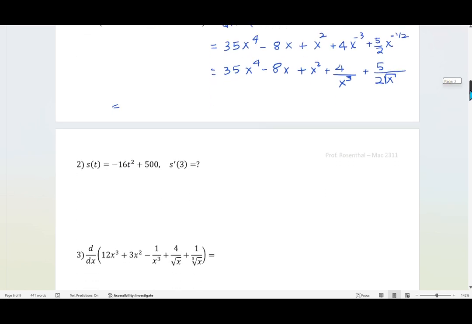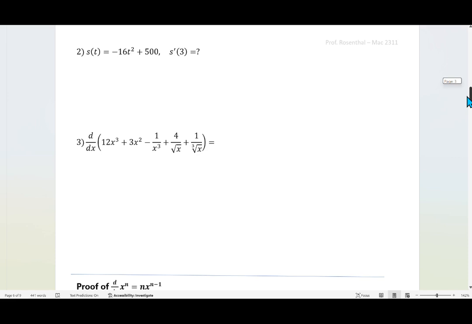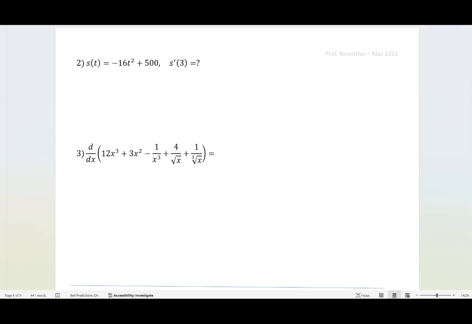And here are a few more examples before we go to the product rule and the quotient rule. For instance, this one right here, you may recognize that one from last session. So we want to take the derivative. Now we're using the other notation, the prime notation. So s prime of t represents the derivative of s of t with respect to t.